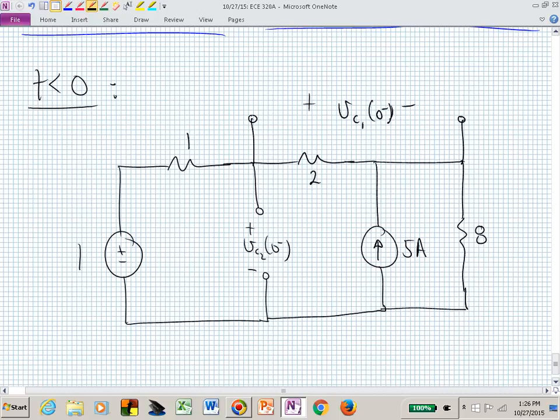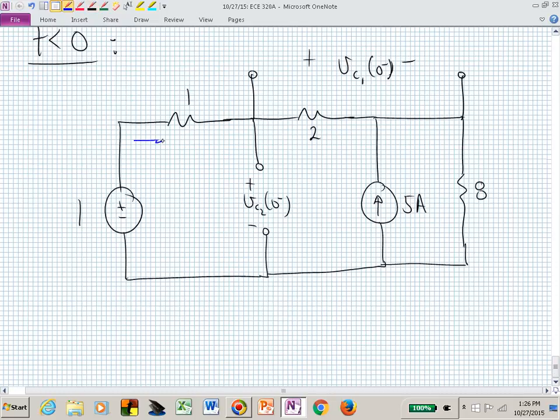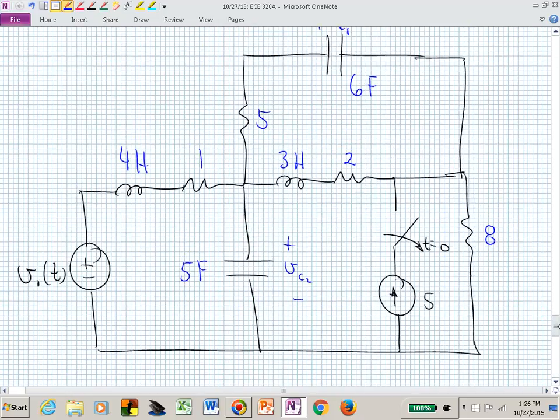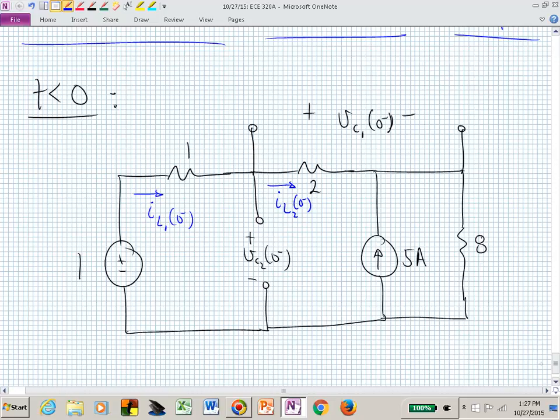Now I need to identify where my inductor currents were. I had an inductor here. Let me label this one I sub L sub 1 of 0 minus. I have another inductor, that 3 Henry inductor. It will have some initial current. Let me make it go to the right also. Let me say that that is I sub L sub 2 of 0 minus. And if I can find those 2 blue currents and these 2 voltages, then I have my initial conditions. How can I do that? How would you solve this circuit? Or what's one way of solving this circuit?